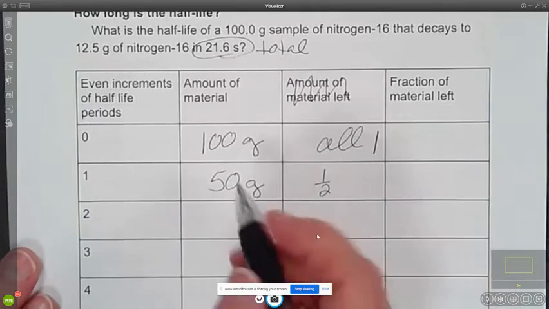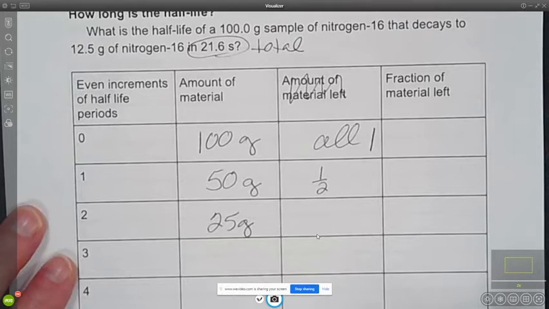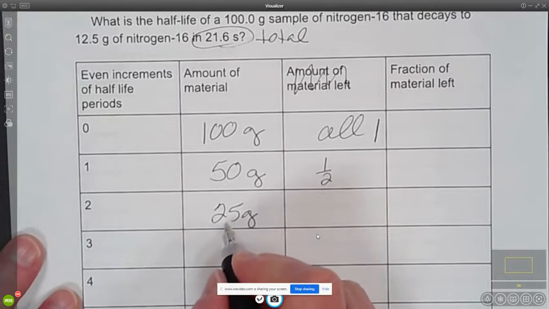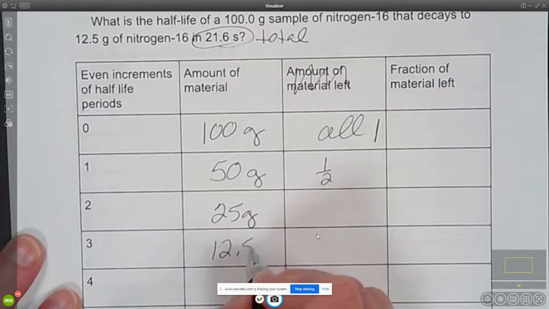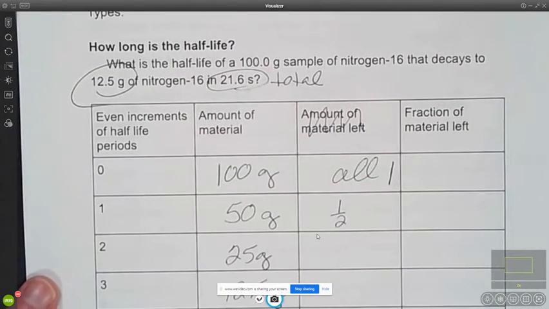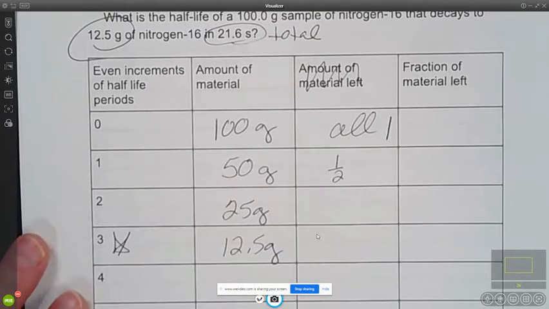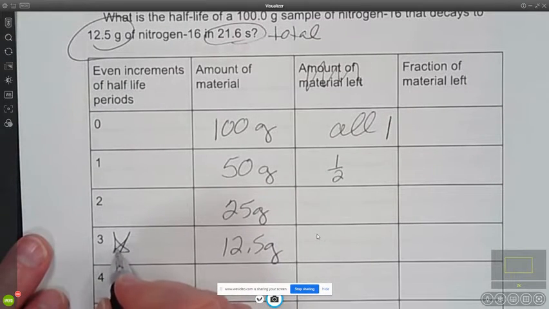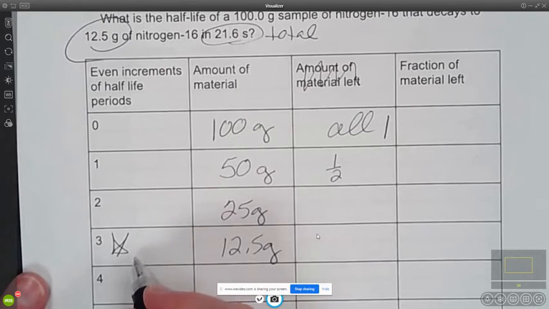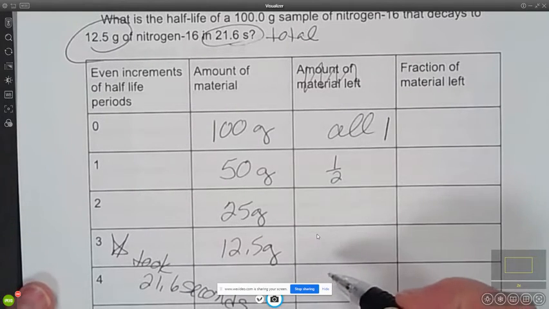Then I've got another half-life. Half of that is left, 25 grams. And then another half-life, I've got half of that, so half of 25 is 12.5 grams. I can stop there because that's what they wanted to look at. It's decaying, and I've got 12.5 grams left. So this has taken me 3 half-lives. Those 3 half-lives, those periods of time it takes to decay, took a total of 21.6 seconds to get to this 12.5 grams.